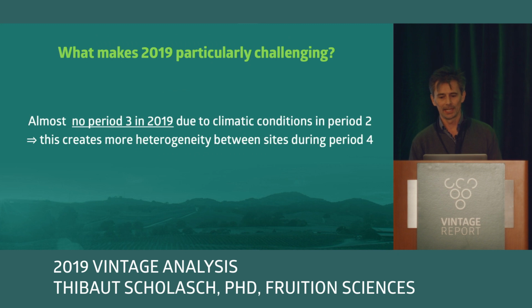So what makes 2019 a particularly challenging year is that we had almost no period 3. We observed period 3 in the weakest vigor sites, which was good news, but in most sites, the high vigor sites in the valley floor, no period 3. So that's the potential for larger berries, which Nova confirmed. What it means also is that those conditions are conducive to boosting the variabilities between sites. We will have more heterogeneity.